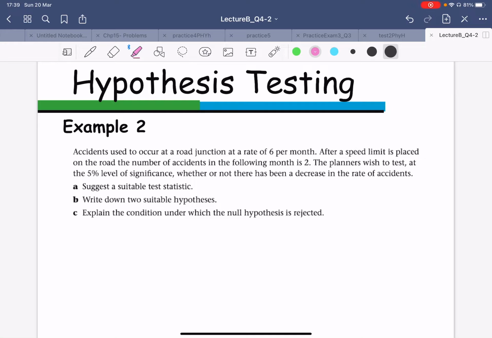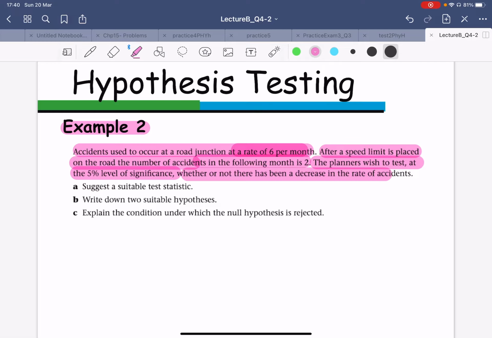All right, let's see the second example, example 2. In this example, it says accidents used to occur on the road junction at the rate of 6 per month. After a speed limit is placed on the road, the number of accidents in the following month is 2.